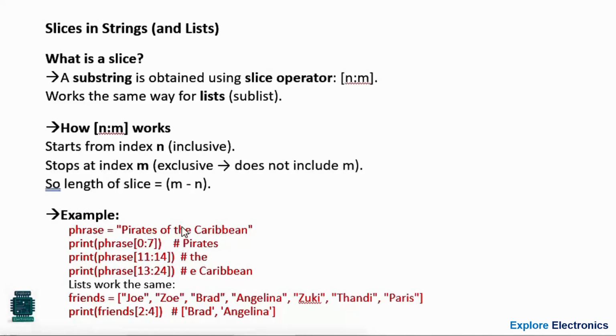Till 13, I have to take from 11. There I will get THC as the output. And the next one, print phrase of 13 to 24.